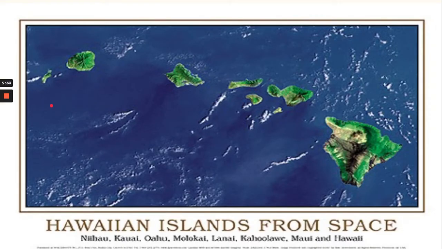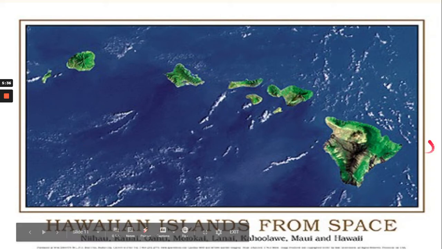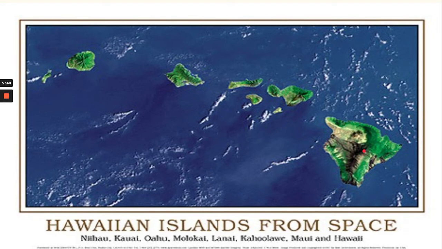So here is an image of the different Hawaiian islands from space. You can see here, this is the island Hawaii. This is the youngest island that is most active. And then as you go north, kind of northwest, these islands are older and not as active because they are not directly over the hotspot.